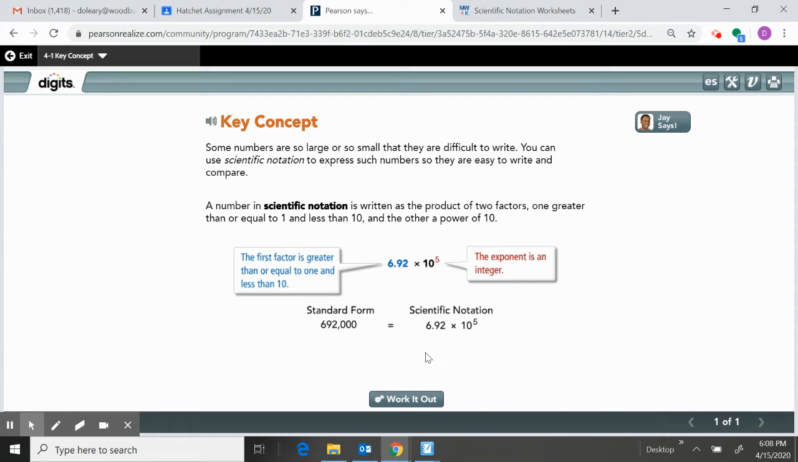Okay, so 6.92 times 10 to the fifth power is the same as 692,000. And I want you to notice too, 6.92 times 10 to the fifth. Here's the decimal point. I don't see a decimal point here, but it does say to the fifth power. If I had 6.92 and I imagine that the decimal point is here, and I moved it 1, 2, 3, 4, 5 places, just like the fifth, I would get 692,000. So that's how standard form and scientific notation work together. Okay, so that's your key concept.